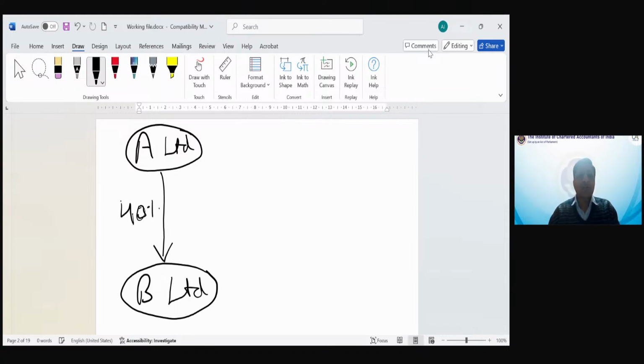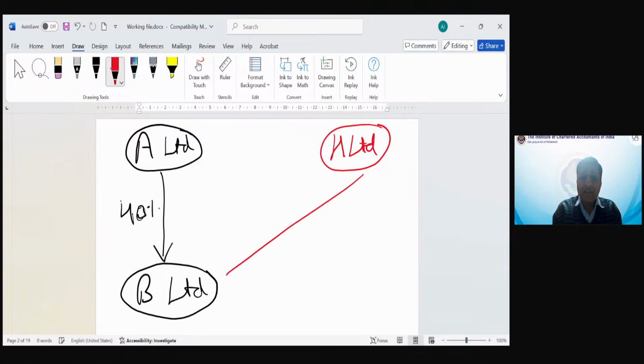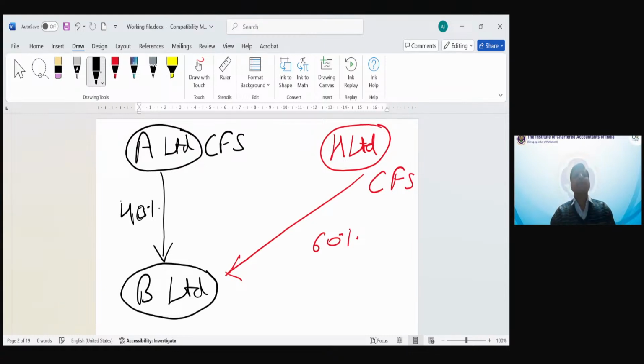So let's suppose there is a holding company as well, H Limited, which held 60% shares in B. Now, will H Limited prepare its CFS? Yes. Will A Limited prepare its CFS? Yes. Both of them will prepare CFS.